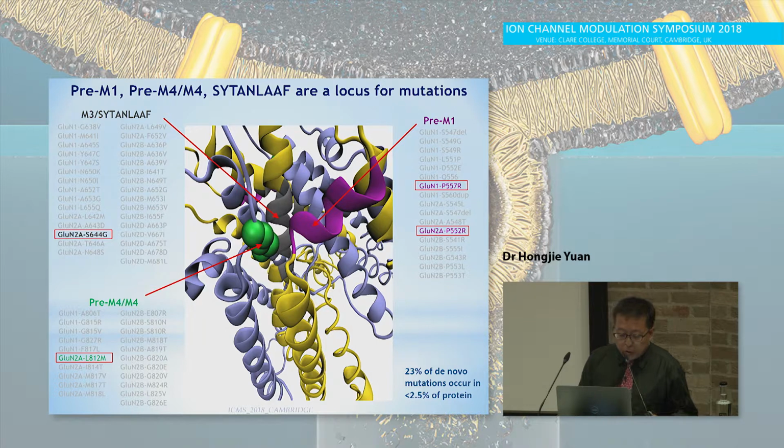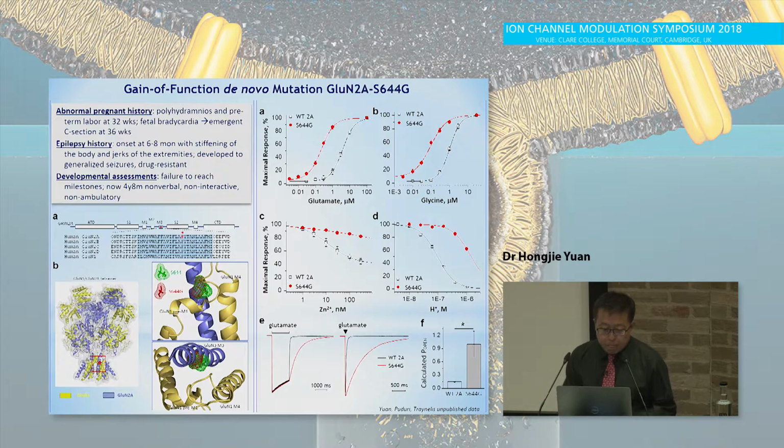The last mutant I want to introduce is S644G, located in the M3 transmembrane domain. The patient's mom had an abnormal pregnancy history, and the patient has epilepsy and also a severe developmental delay. The mutation, serine to glycine, occurs in this M3 SYTANLAAF motif, which is a very important element to control the channel gating.